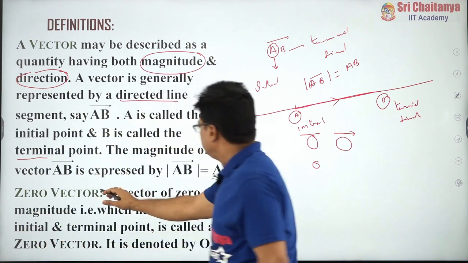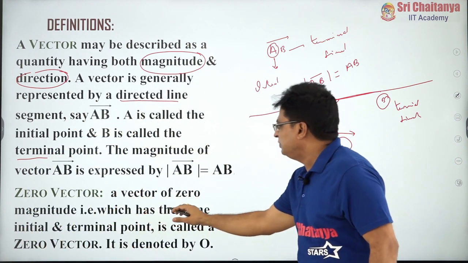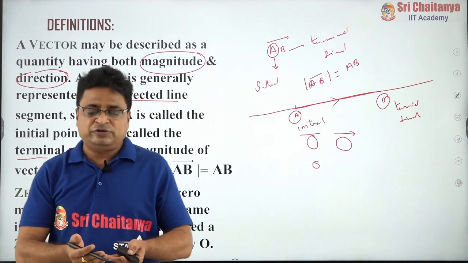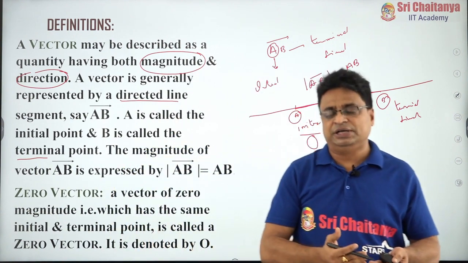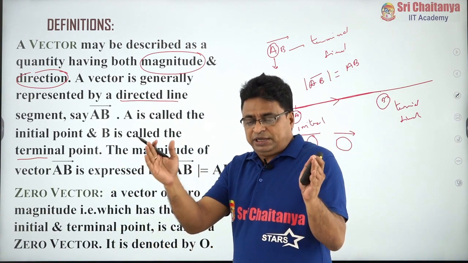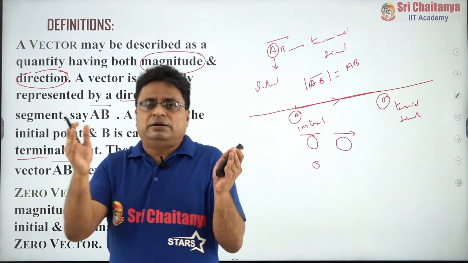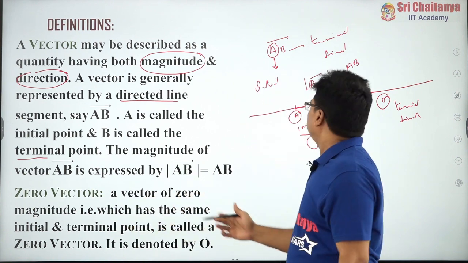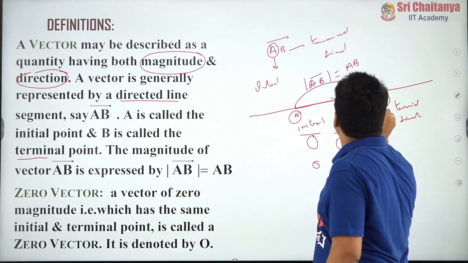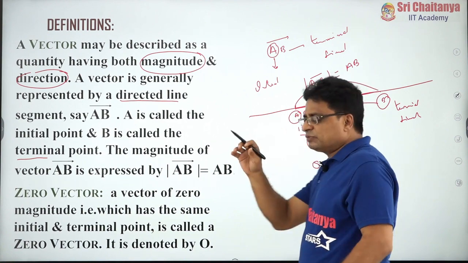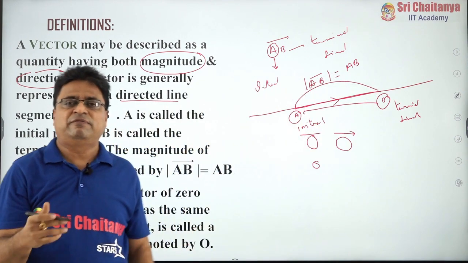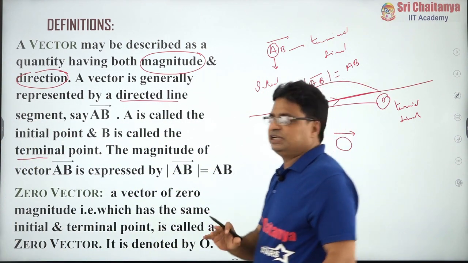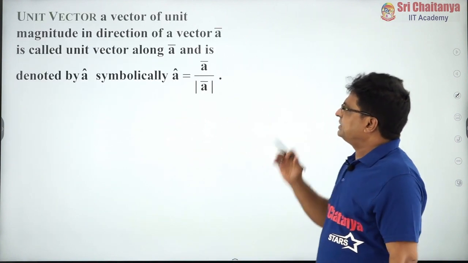See the definition: a vector of 0 magnitude which has the same initial and terminal point. Moreover, for the zero vector we never distinguish between initial and terminal point, both are the same. Whenever the initial and terminal points coincide with each other, then only the vector becomes the zero vector. That means if A equals B, or if B comes to A, then automatically it becomes a point. For the zero vector there are infinitely many directions, but the magnitude is absolutely 0.